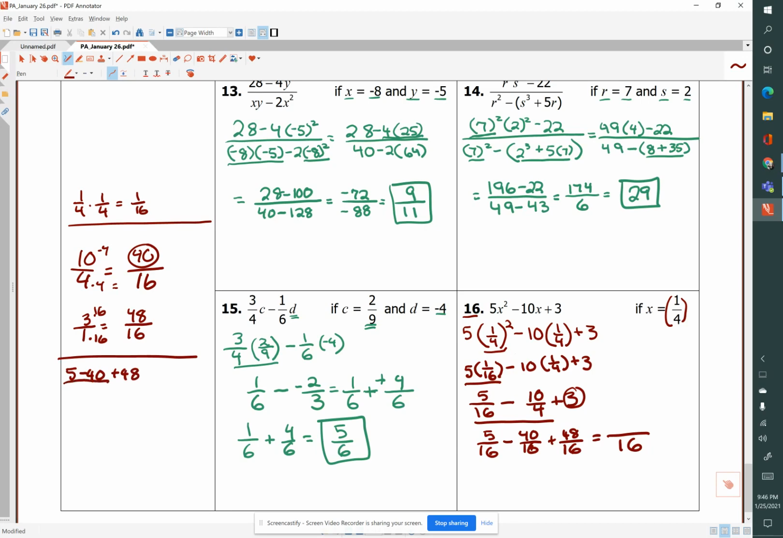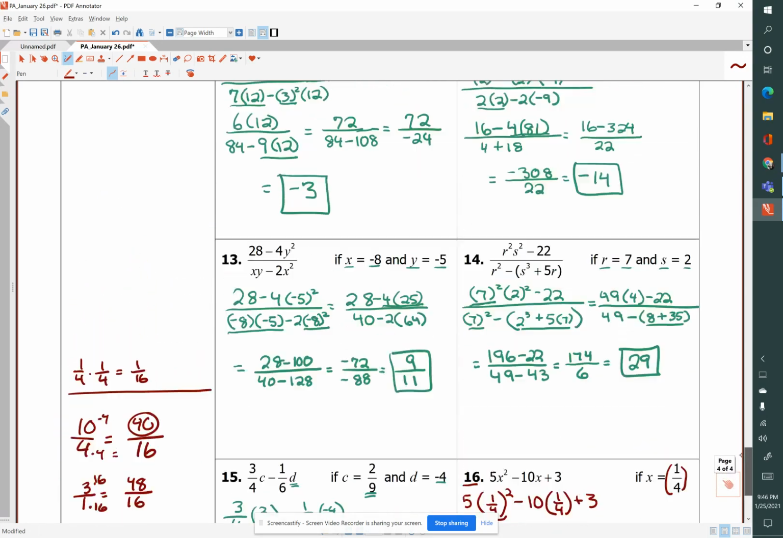And 5 minus 40 is negative 36 plus 48. And negative 36 plus 48 is, negative 35. Sorry about that. I knew something was wrong. Negative 35 plus 48 is a positive 13. So the numerator here is 13, and 13/16 is our final answer. That was a tricky one, and I hope you kept up with that.